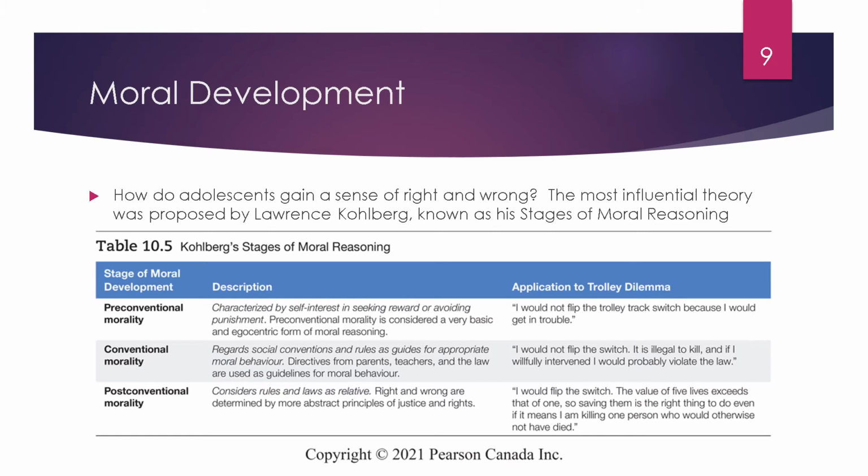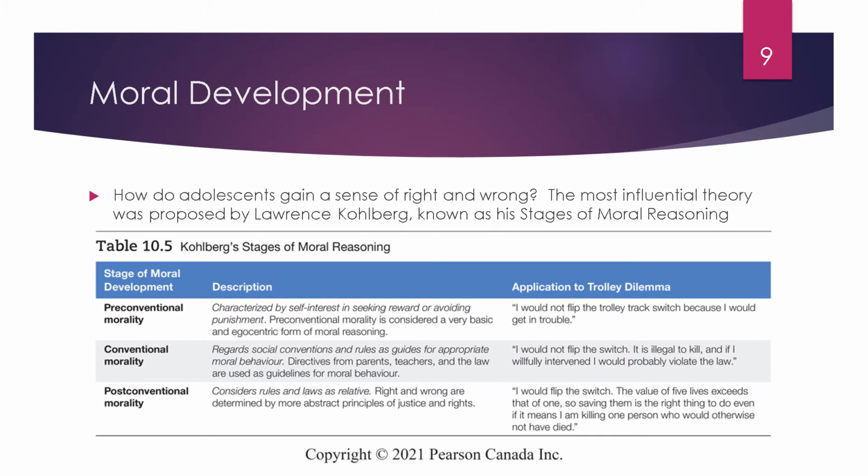So he would say that as a young child, and probably even going up towards adolescence, you might exhibit what's known as pre-conventional morality. So it's characterized by self-interest in seeking reward or avoiding punishment. So that pre-conventional morality is considered very basic, and it's egocentric. So like I said, a lot of the times you will see it in young children.